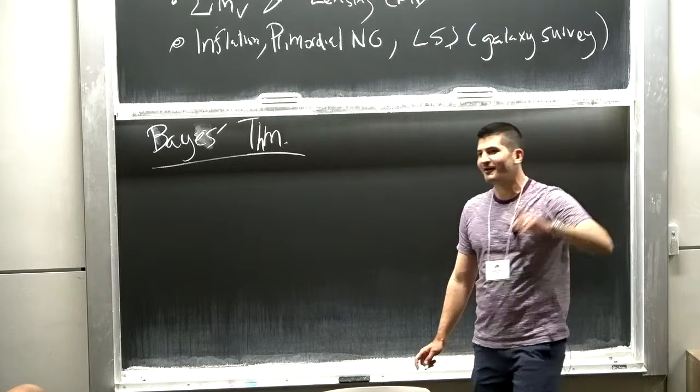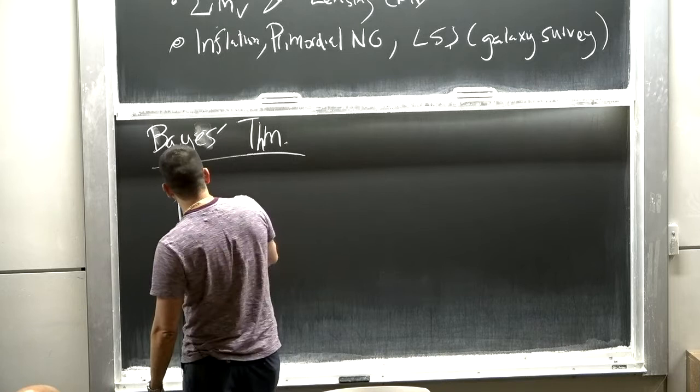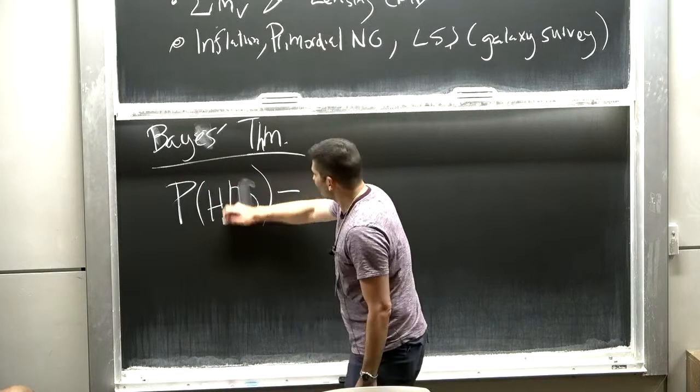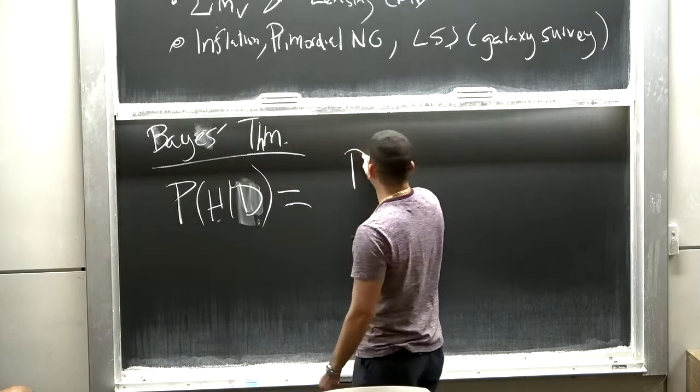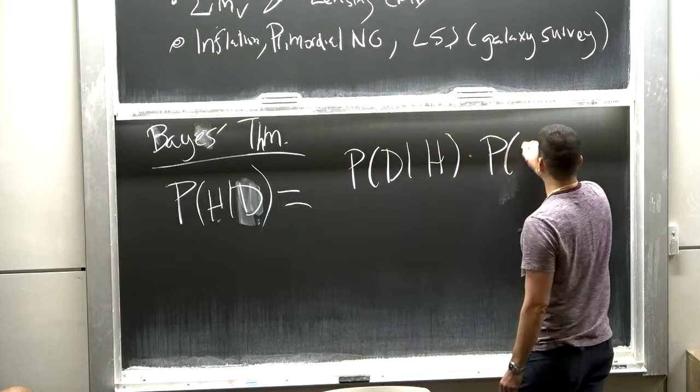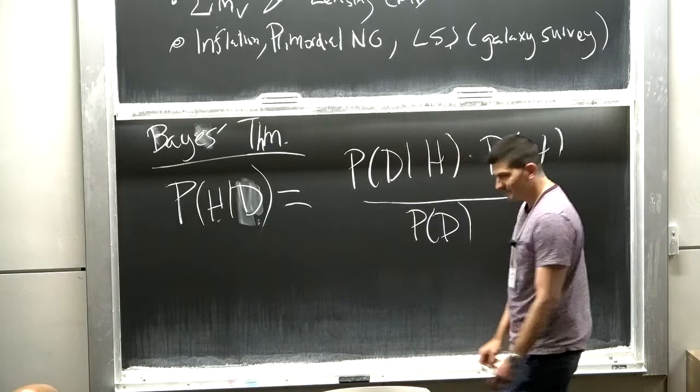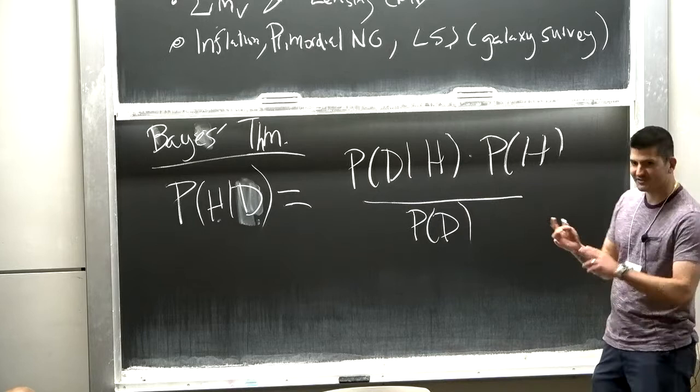OK, so Bayes' theorem is the statement that the probability of some hypothesis, I'm going to explain what these things are, but I'm just going to write it. So the probability of a hypothesis given the data is equal to the probability of the data given the hypothesis times the probability of the hypothesis divided by the probability of the data.